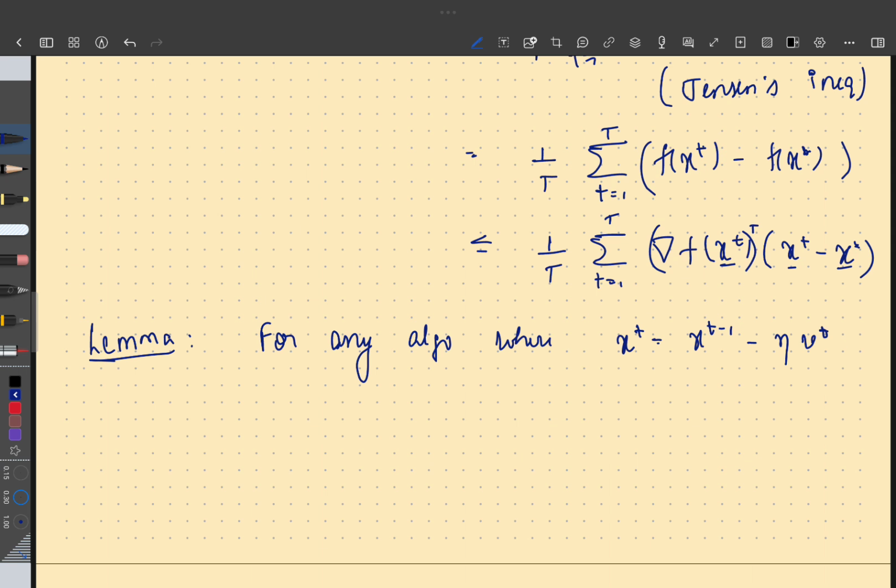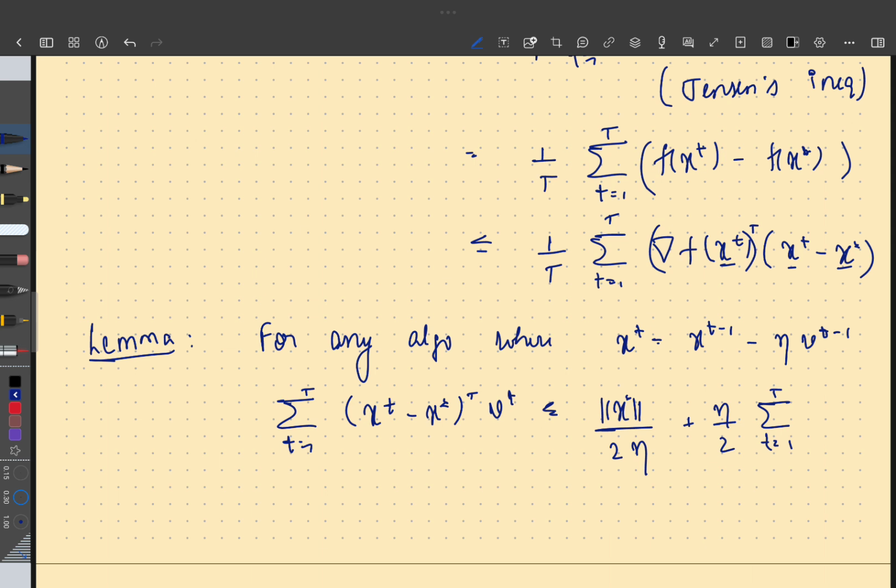Right? So if you have any algorithm which takes this particular form, then you can write summation t equal to 1 to capital T of x_t minus x star in a product with v_t to be less than or equal to norm x star squared divided by 2 times eta plus eta by 2 summation t equal to 1 to T norm v_t square.